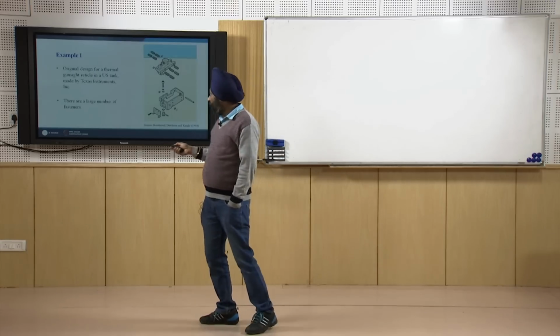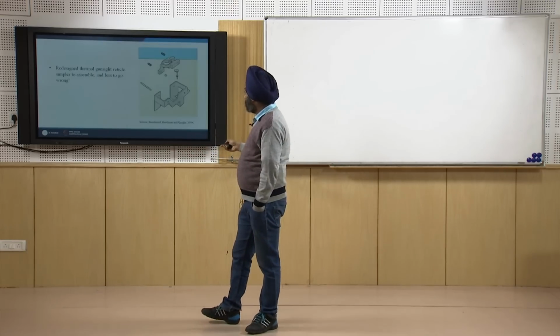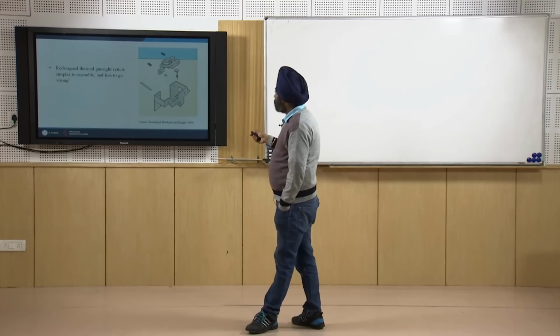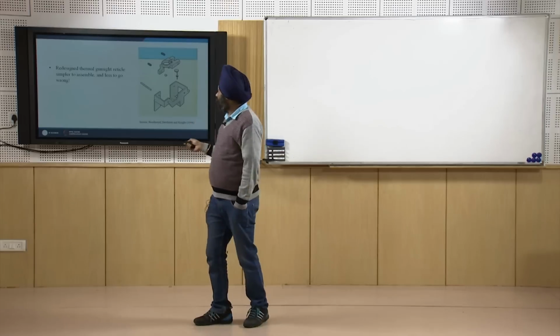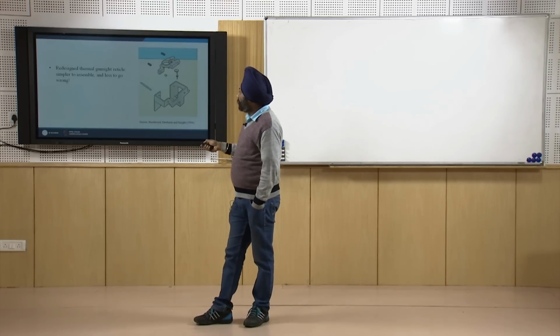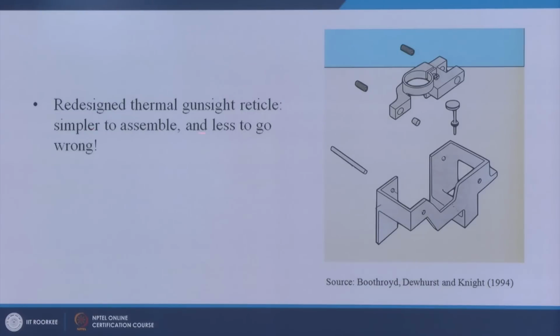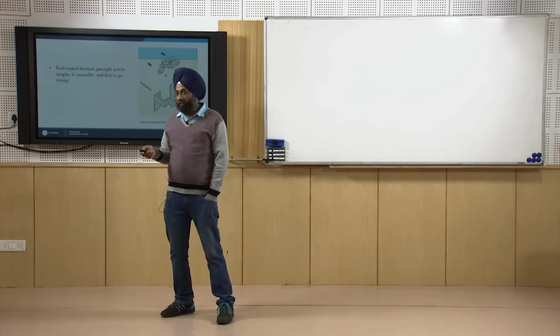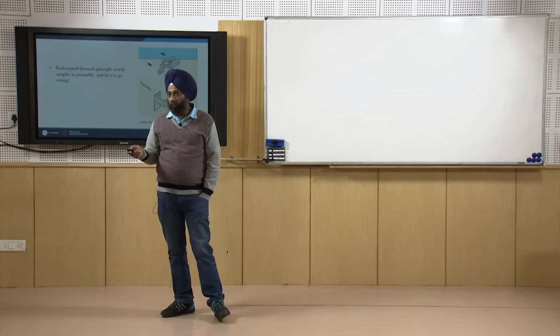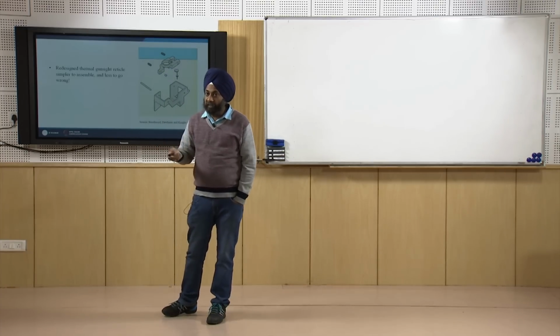As per these guidelines, if we redesign this part, you can see how simpler, same objective met, same functionality, no compromise in the performance, simpler part. Redesigned thermal gun sight reticle, simpler to assemble and less to go wrong. So chances to go wrong are less. Foolproof design, easy to assemble, and with fewer fasteners it will definitely take less time.